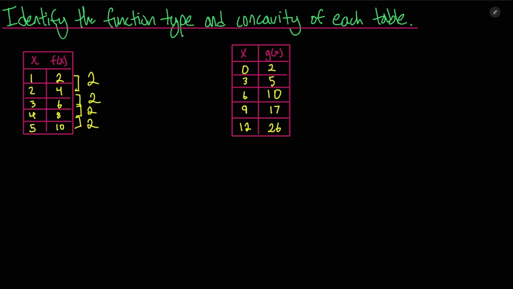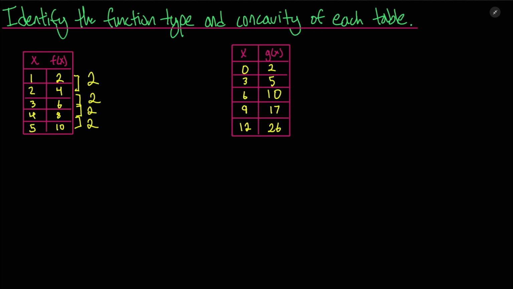So this function is linear, right? Because over any length interval, the average rate, notice how these are equal length intervals, right? But even if we go from 1 to 4, the average is still 2. If you want to calculate that out, that's going to be what? 8 minus 2, that's 6, divided by 4 minus 1, that's 3. 6 divided by 3 is 2. So you're still going to get 2 either way.